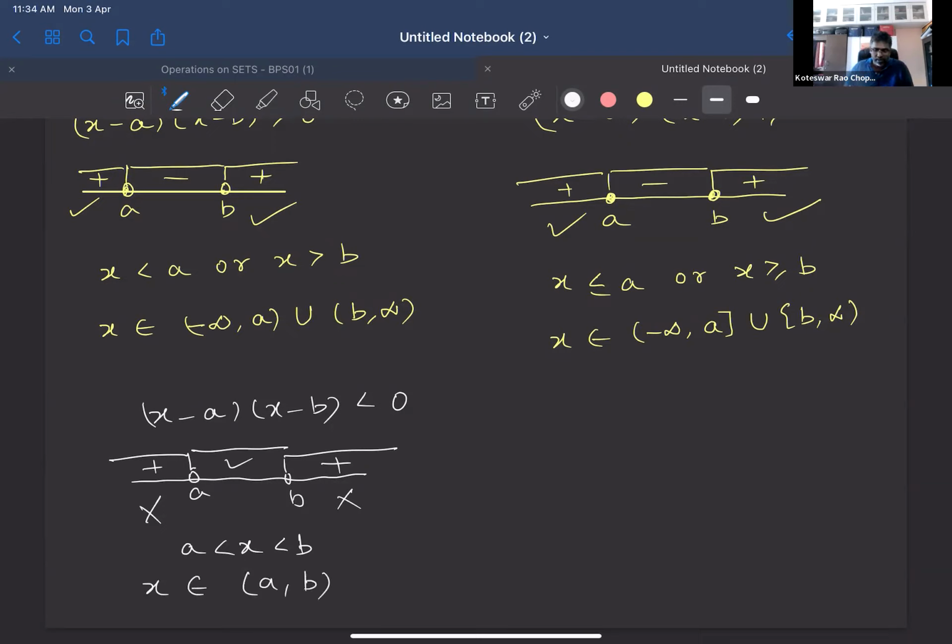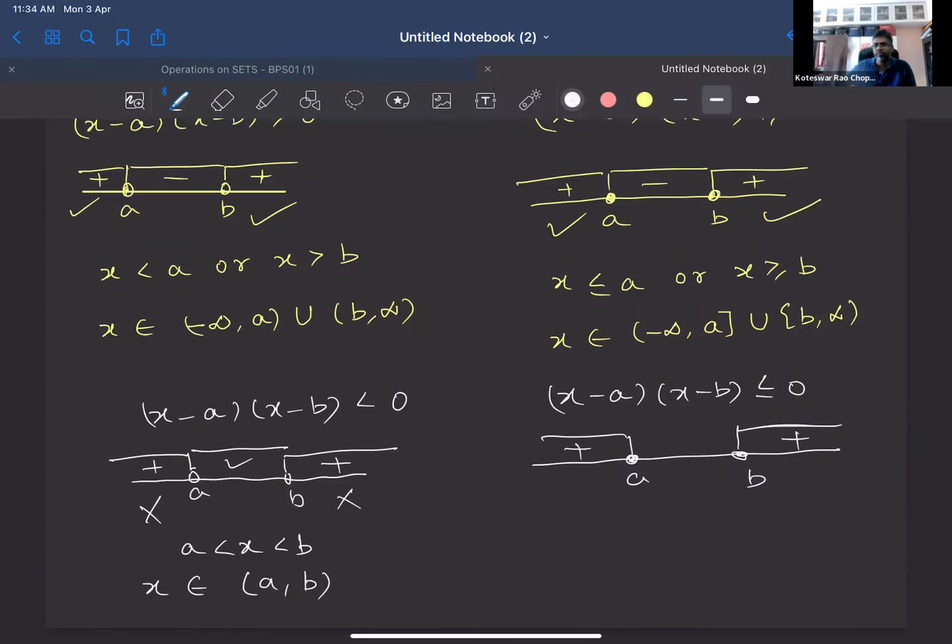That's the interval notation. Now, this is strictly less than 0, but if you have, let's say, less than or equal to 0, then what do you have? You put the closed circle. And then again, what do you have here? This is positive, this is positive. You can go from the right side. Rightmost region, what is happening? A and B are dividing the real number line into 3 parts, right? You have a part which is greater than B, a part between A and B, and a part which is less than A.